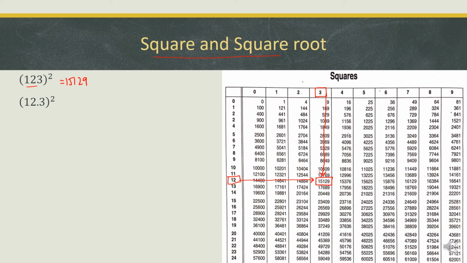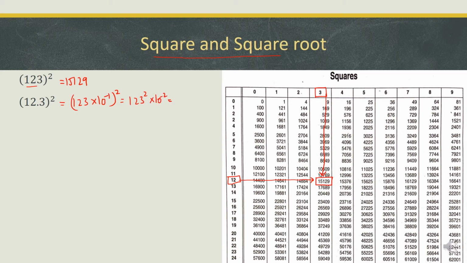Let us have a look at another example. Now this is 12.3. You don't find any decimal points in this entire table, so what we'll do is, we will write this as 123 into 10 raised to minus 1, the whole square, which can be written as 123 square into 10 raised to minus 2.